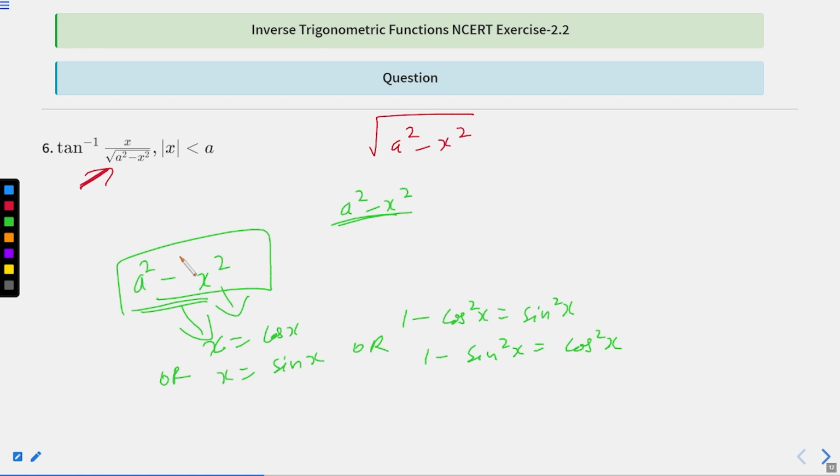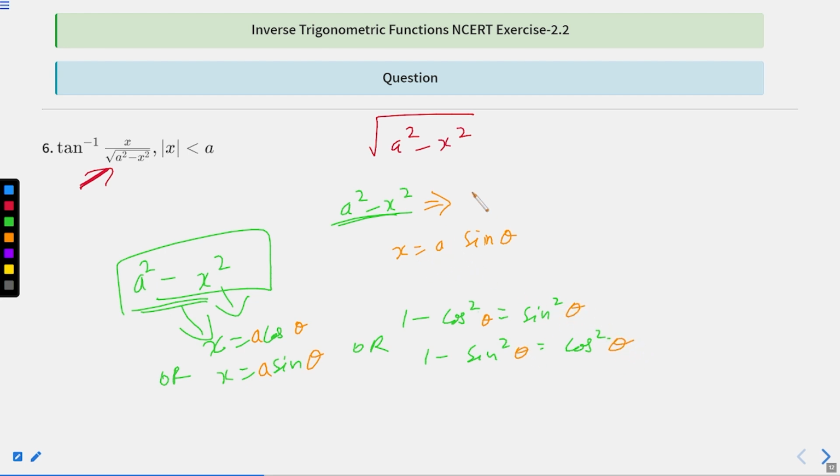So use the same concept, but in here x will now be a times cos theta, or x will be a times sin theta. Now what will this become? If you put x equals a sin theta, sorry, sin theta, not x, we cannot use x, so this will be theta.